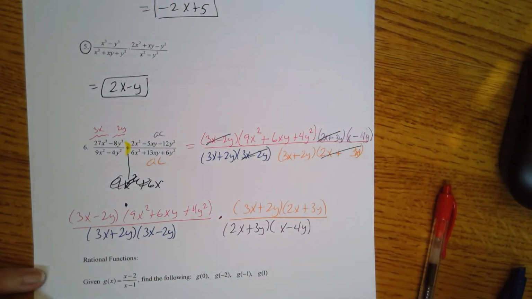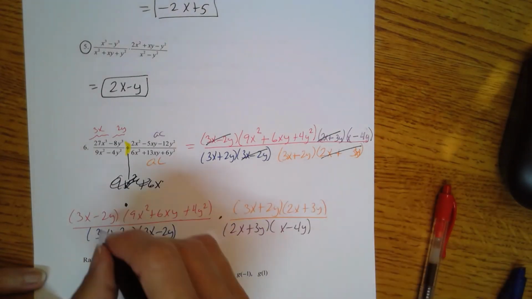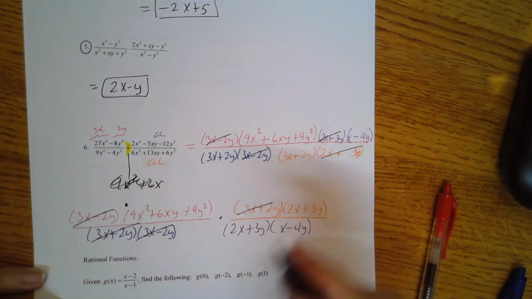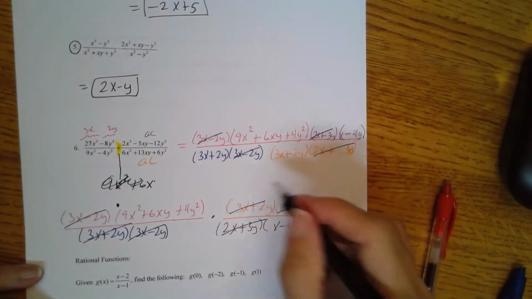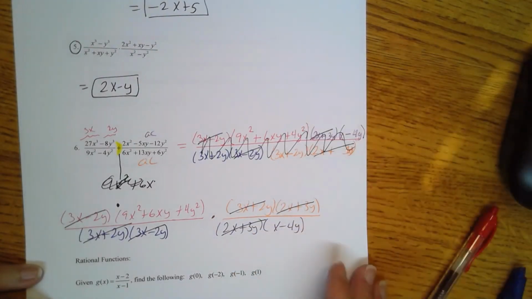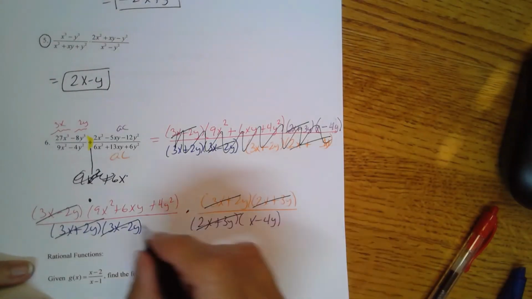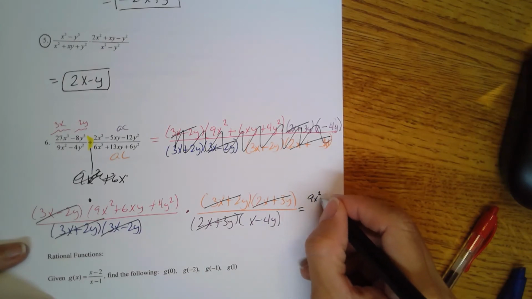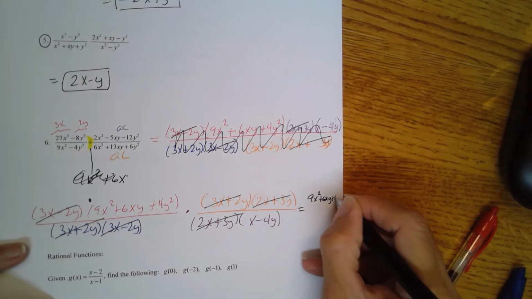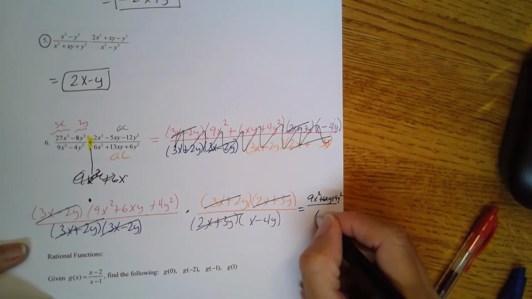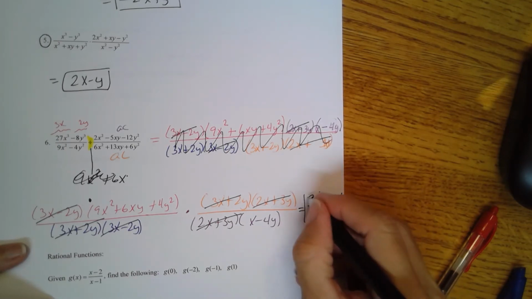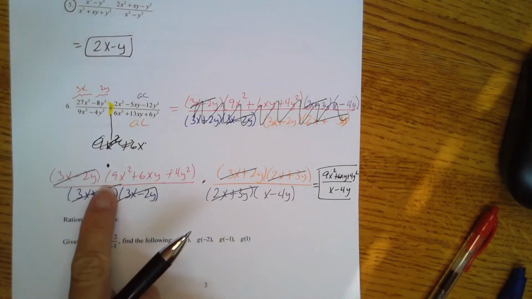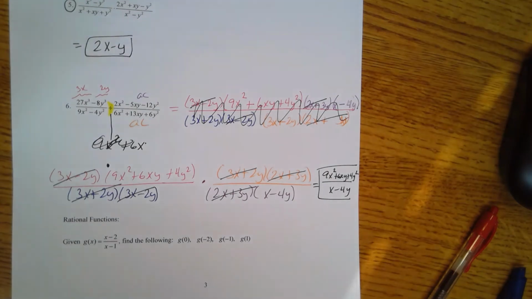So now what's going to cancel on top and bottom? We have a 3x minus 2y, we have a 3x plus 2y, and we have a 2x plus 3y. Good. I was thinking, wow, that's not going to have a lot of stuff that cancels, and normally we should. So then what do we end up with on top? Well, we end up with on top, see if I can fit this in, 9x squared plus 6xy plus 4y squared, all over the denominator, x minus 4y. So, change division to multiplication, flip, and it turns out a whole lot nicer.